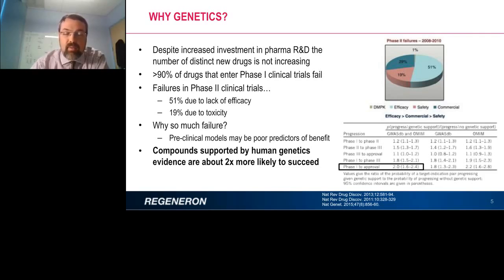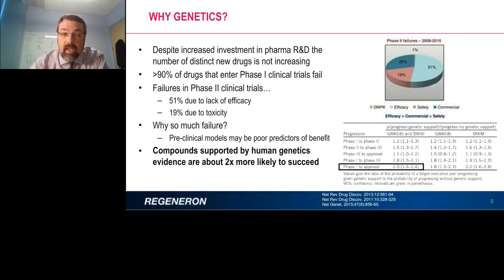As some of you I'm sure are aware, there is a catastrophe in terms of drug failure in the industry. More than 90% of drugs that enter phase 1 clinical trials will fail. And in phase 2, as you move farther along the pipeline, things get more and more expensive. You have a lot of failure from lack of efficacy and a lot of failure from toxicity. And the hypothesis here is that a lot of this failure comes from the fact that the preclinical models are poor predictors of benefit. Curing a disease in a mouse is not always the same as curing a disease in a person.